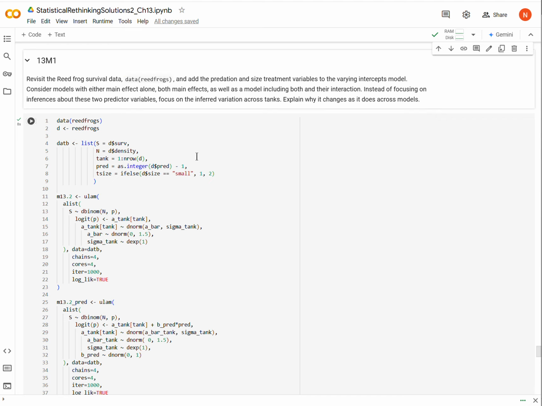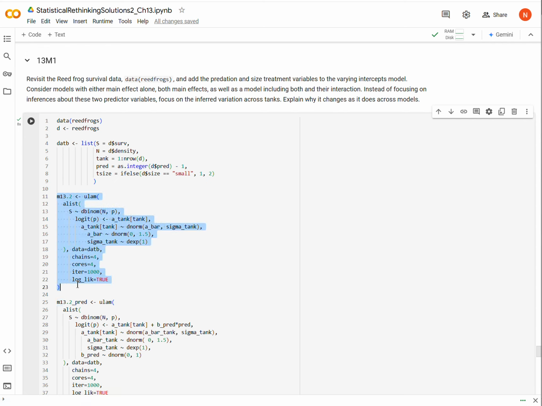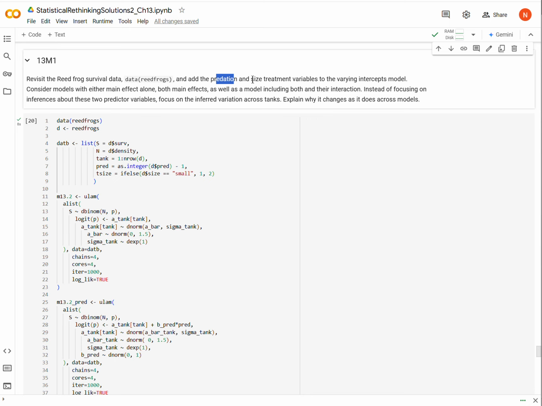We actually had a model, model 13.2, which I've reproduced with only some minor modifications to the name of some of the parameters. And now what we're asked to do is to modify the model by adding different predictors, including predation and the size, which is, I believe, the size of the tank.